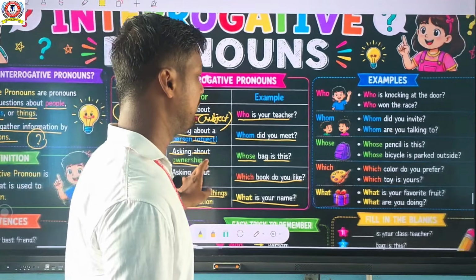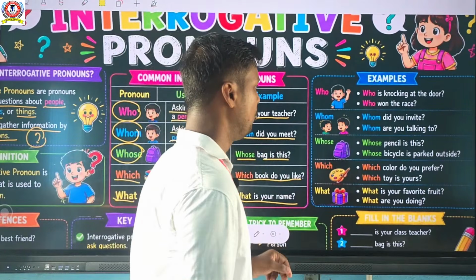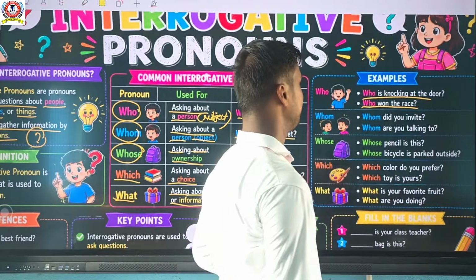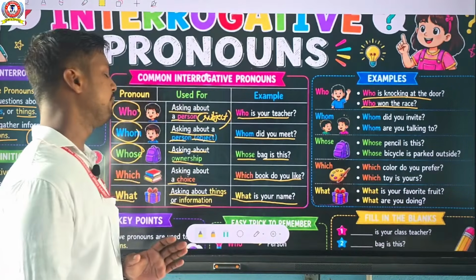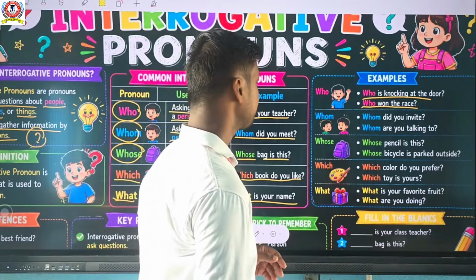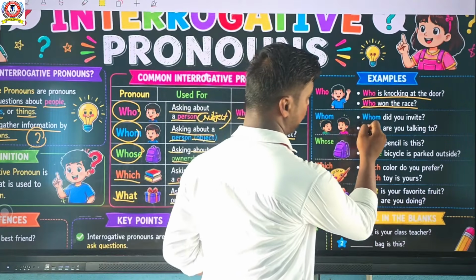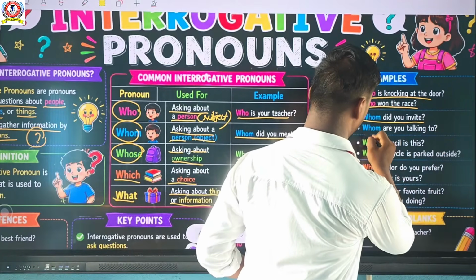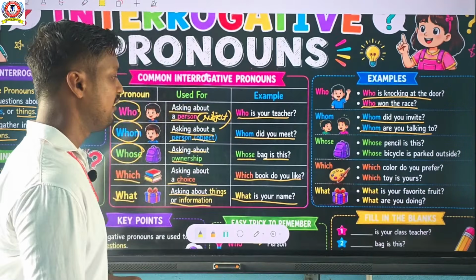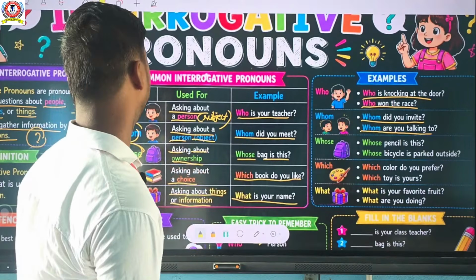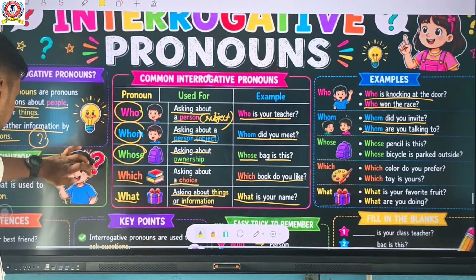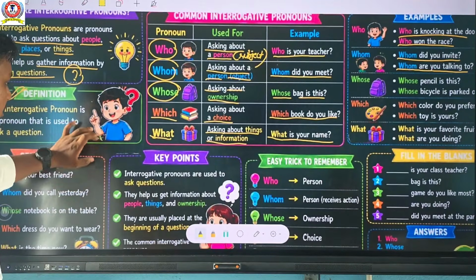Here are more examples. Who is knocking at the door? Who won the race? That means you are asking about a person. Then whom: Whom did you invite? Whom are you talking to? These are the examples of some interrogative pronouns. Then we have to discuss the key points.